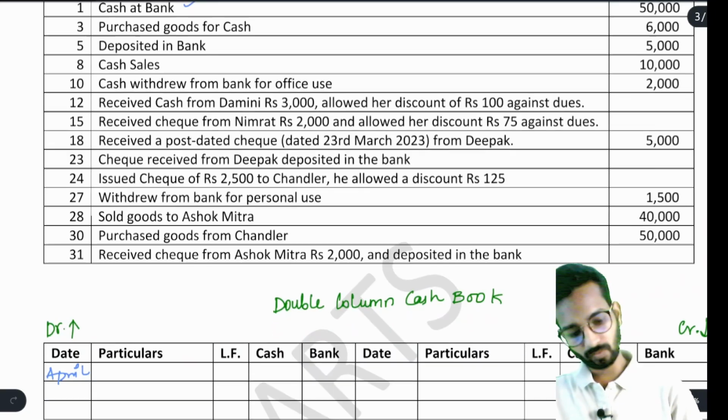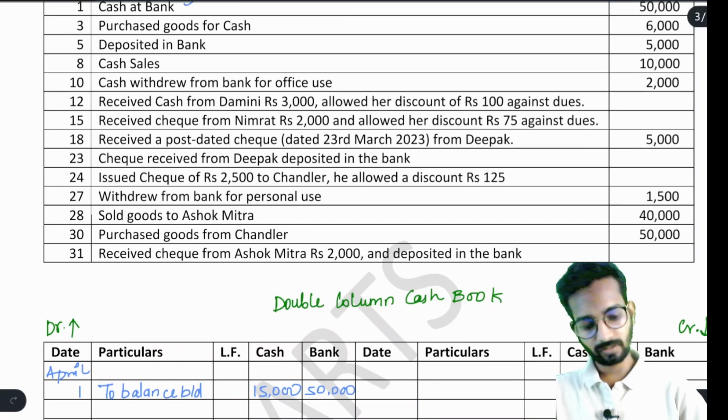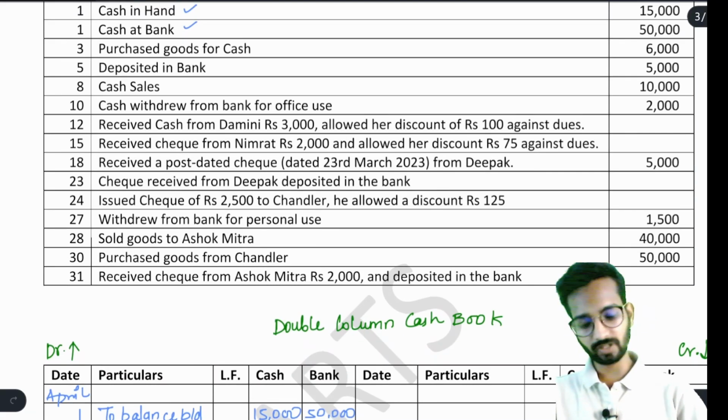Now, April 1, balance BD. Cash balance is how much? Sir, 15,000. And for bank balance is 50,000 rupees. Now these both entries are done in the first point itself.